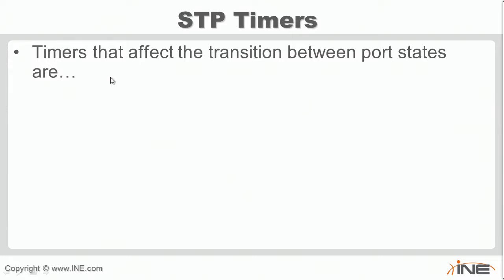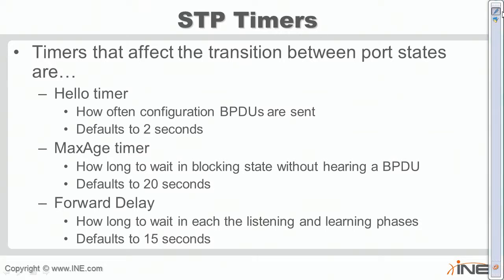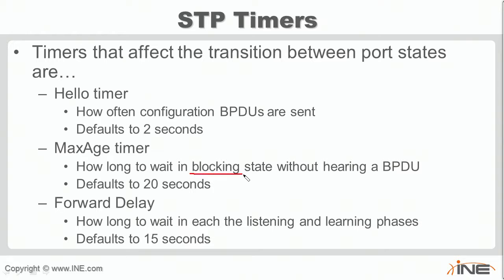These timer values are going to affect how we transition between these states. The hello timer is how often the root bridge sends its advertisements out. This is 2 seconds by default. Max age says that if I'm in the blocking state and I don't receive a hello BPDU after 20 seconds, then I'm going to start to transition through the forwarding delays, which is listening and learning.